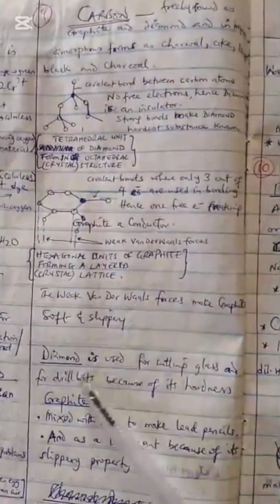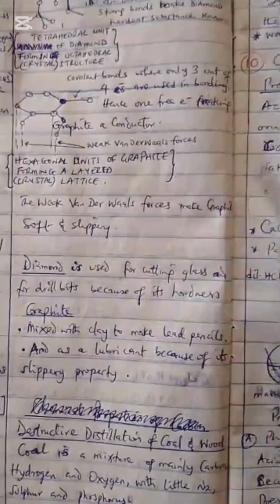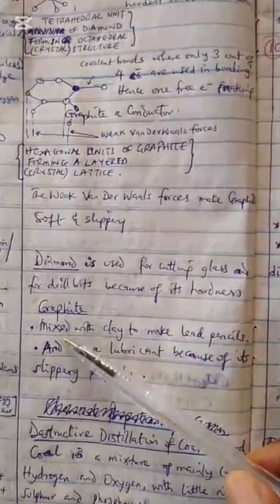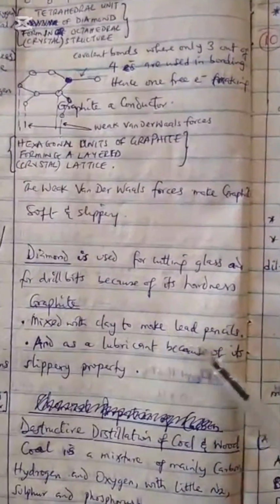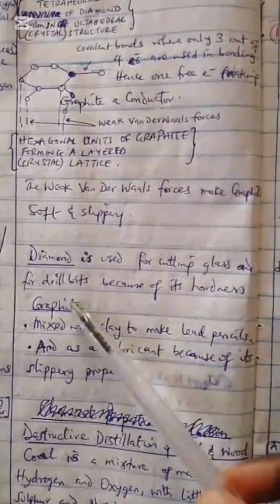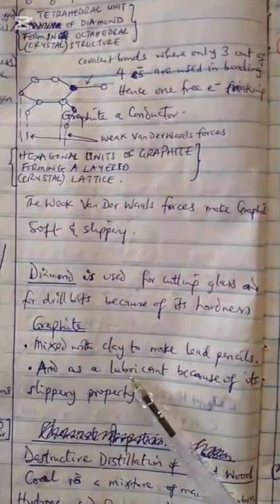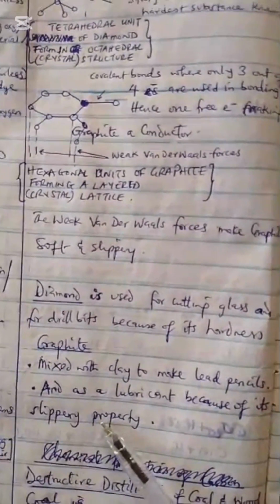Diamond is used for cutting glass and for drill bits because of its hardness. As for uses of graphite, it is mixed with clay to make lead pencils. So your pencils are made of graphite, which is a form of carbon. Graphite is also used as a lubricant because of its slippery property.